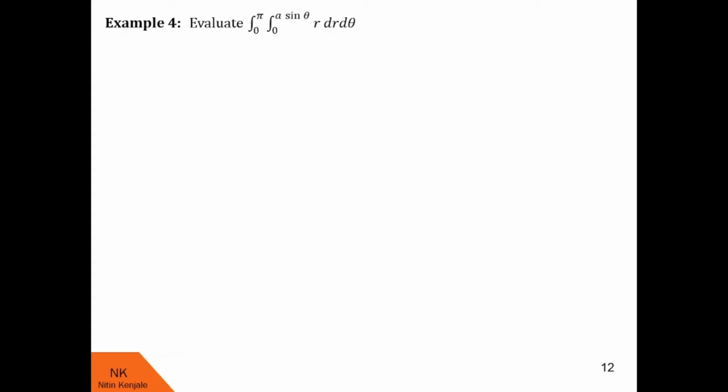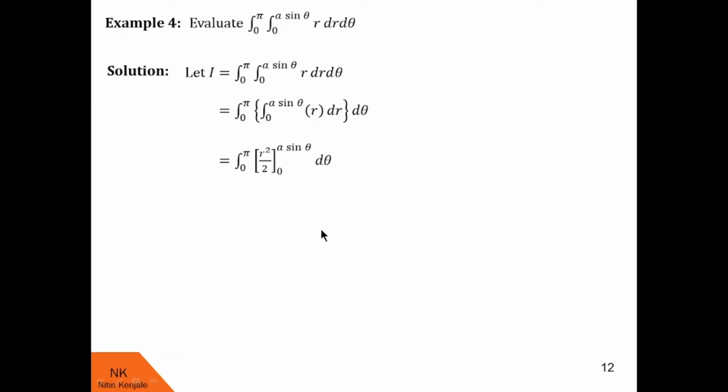Here we are asked to evaluate the double integral of r dr d theta over the limit 0 to a sine theta and 0 to pi. First of all, we label this integral as I and observe the limits of the inside integral. Since inside integral limits are in terms of theta, we evaluate this inside integral with respect to r and the outside integral with respect to theta.